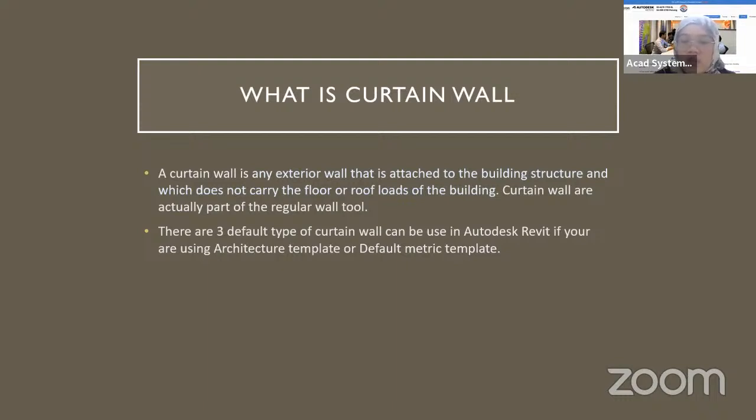Okay, so curtain wall is actually part of the regular wall tool. If you want to create a curtain wall, you can just go to the regular wall tool, and you will find there are the curtain wall options in the properties. There are 3 default types of curtain wall you can use in Revit if you are using the architecture template or the default metric template.